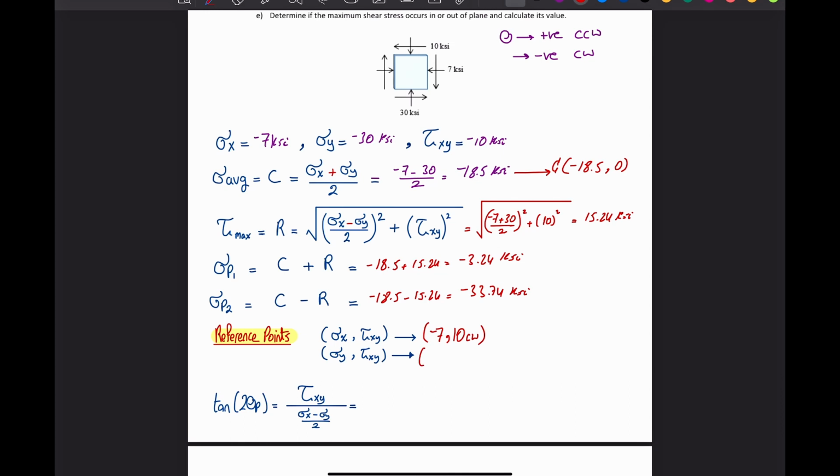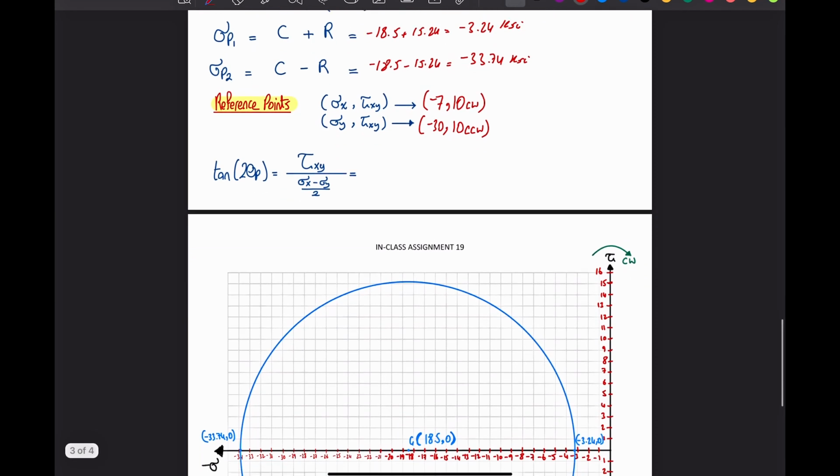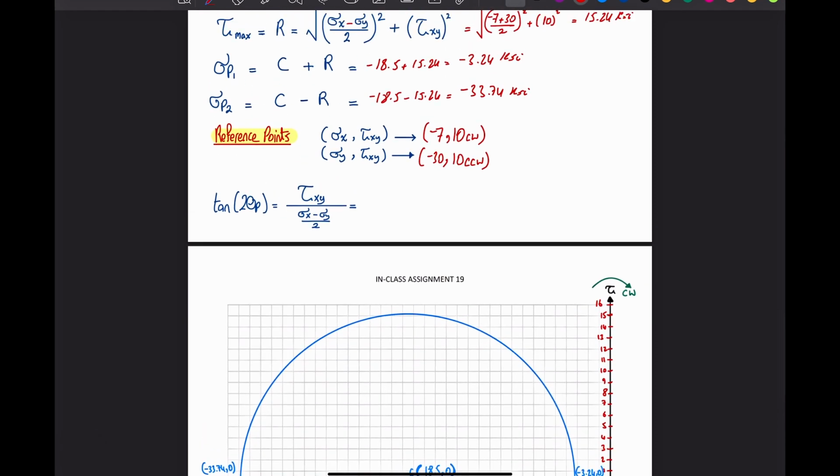And sigma y is negative 30 now, and the shear, which is 10, is trying to rotate the element in the y faces. Just look at the y face. The shear here is trying to rotate the element counterclockwise. So I'm gonna say 10 ccw. Okay, calculating the principal angle, it is negative 10 over minus 7 plus 30 over 2.